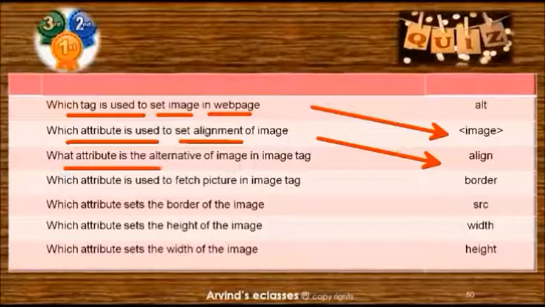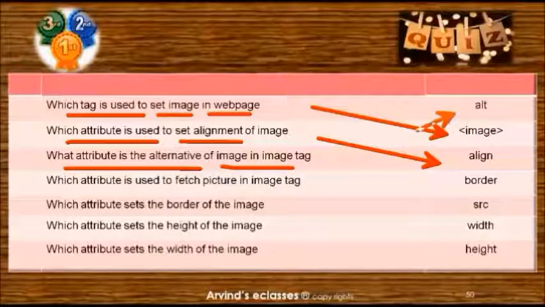The third question, which attribute is the alternative of an image? Due to some technical problem, if our image is not able to display on our web page, what we use to set one text on a web page? And that one is, yes, absolutely right, that is ALT, alternative.